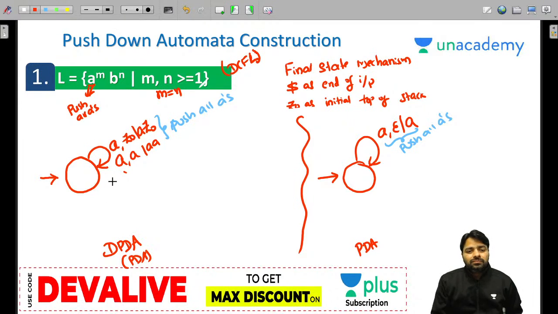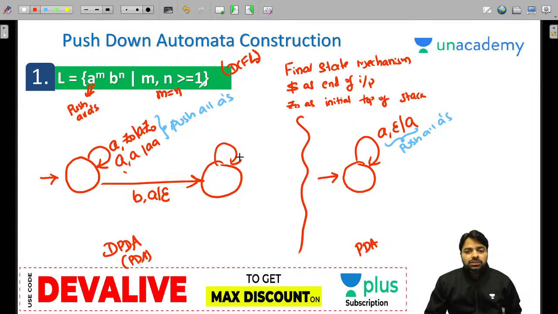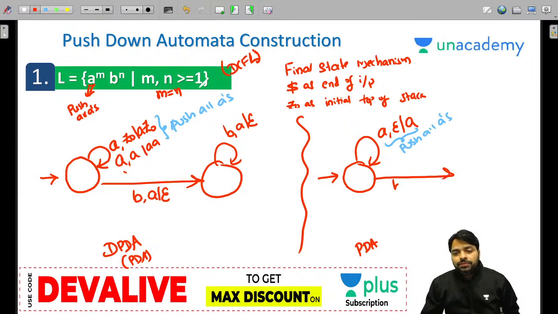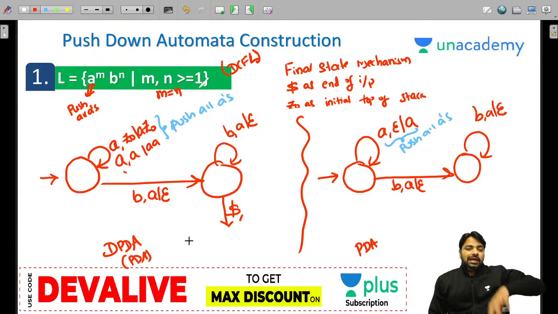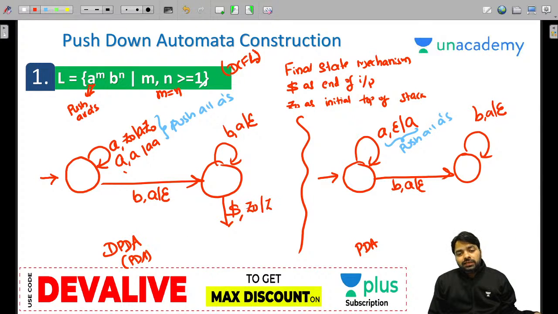Okay. Now, when B comes, the top of the stack must be A, and we pop it. For every B we pop one A. And here also the same mechanism. Without looking at the top of the stack, you can't pop. So here there is no problem. But if you want to see the end of the input, you can. When the end of the input occurs, then the entire stack must be empty. So only Z0 is left. Then keep Z0 and go to final.